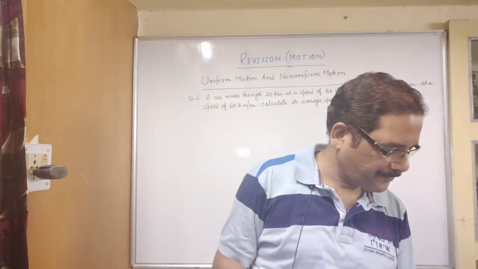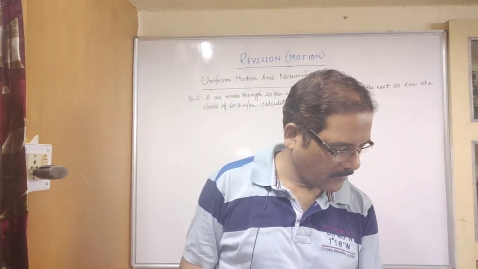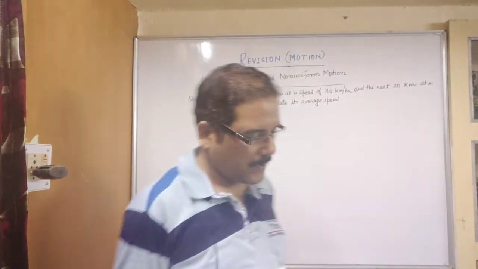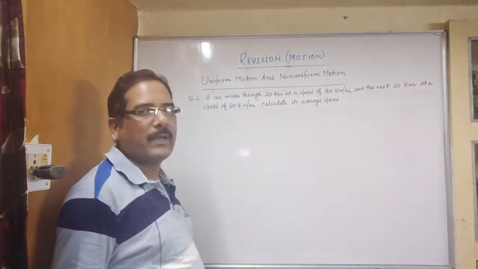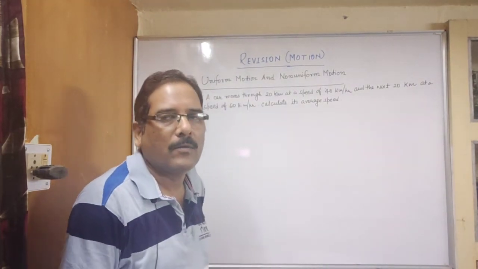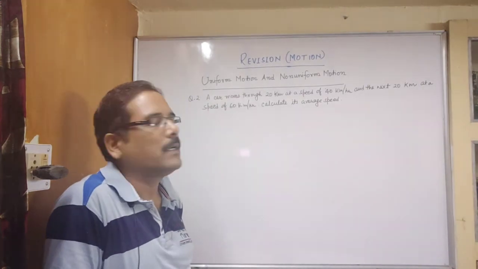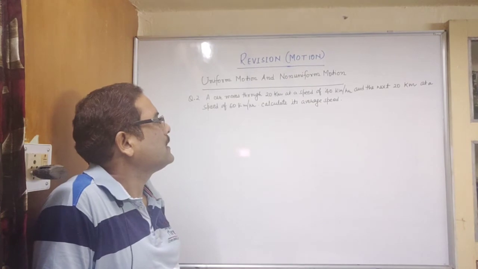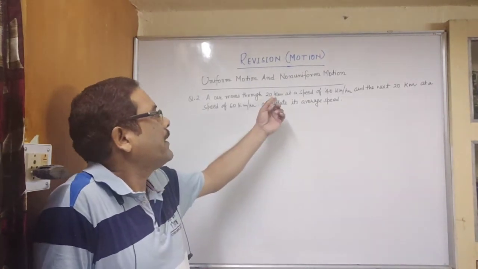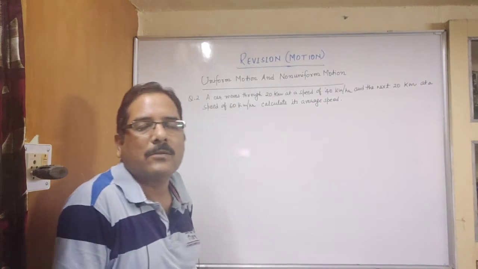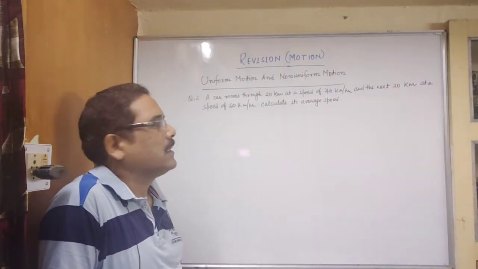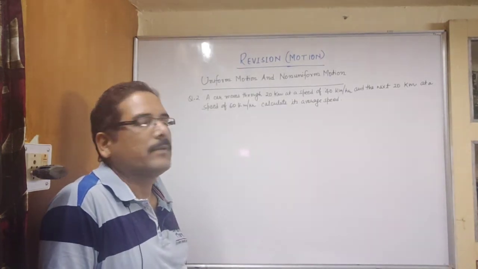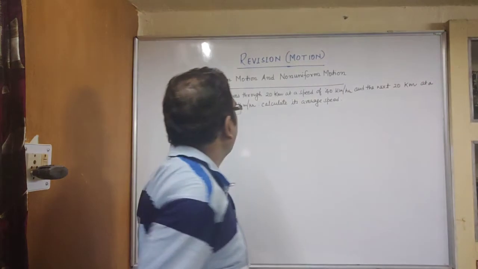To calculate average speed, as you know, the formula is total distance traveled by total time taken. So the distances are given in the question here, 20 km and the next 20 km. So you can easily write that total distance is 20 plus 20. But time is not given, so first calculate the time.